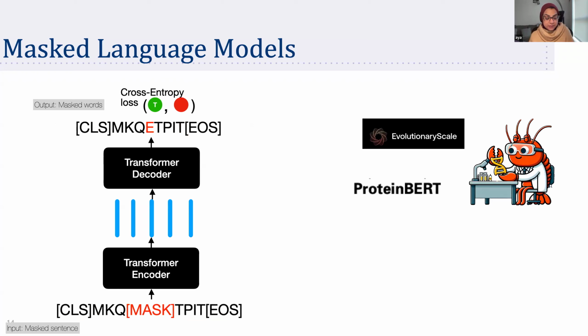When people thought about this task, they did really well, so they thought, okay, let's translate it to proteins. What they did is exactly the same: they took a protein sequence, masked some amino acids, and asked the model to predict them. This is the type of model that is super famous for protein language models, such as ESM, BERT, Lobster, and many, many more. Most of them are masked language model proteins.